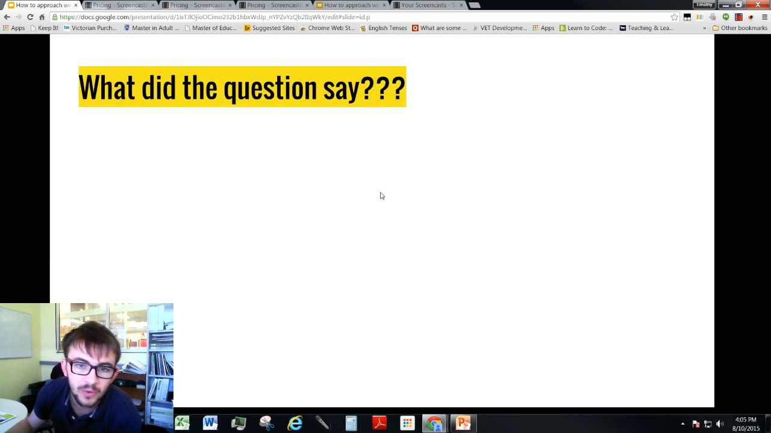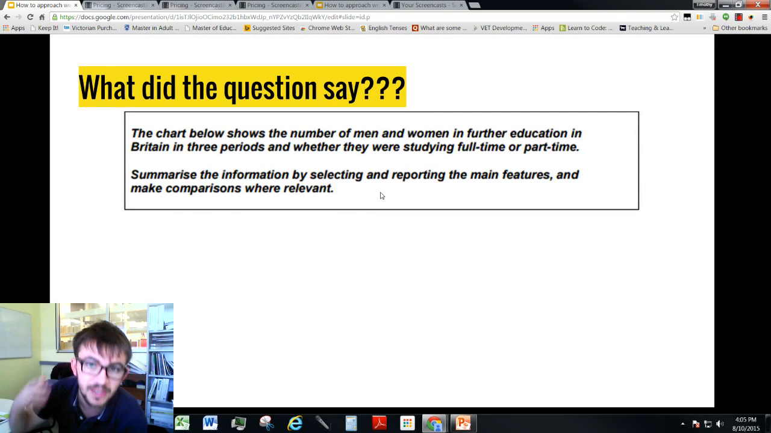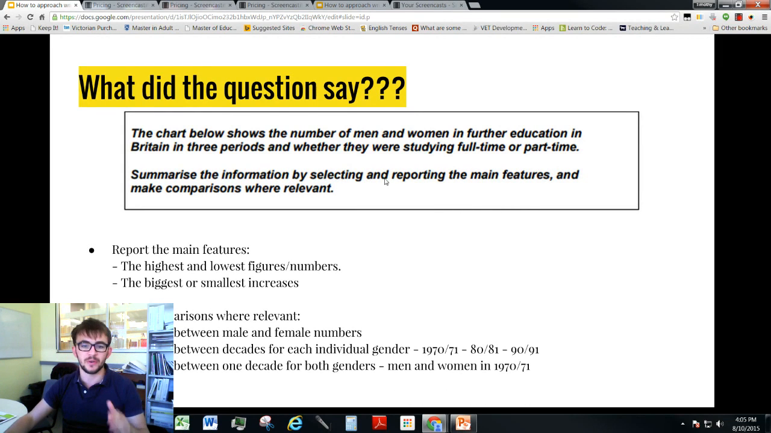So let's look at what the question said now, because that's the next thing you need to understand, what is the actual question. And it says to summarise the information by selecting and reporting the main features and make comparisons where relevant. So select and report the main features. Now, it's not going to tell you what the main features are. You decide what you think the main features are and then make comparisons between these where relevant.